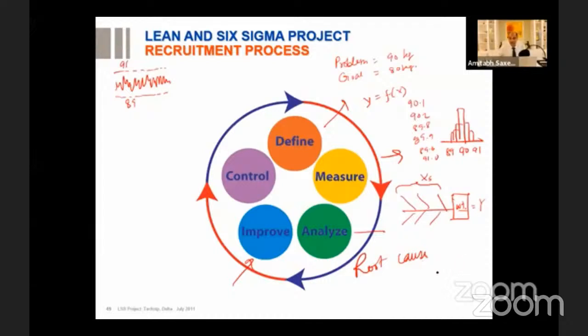There is something called a Pareto chart, the 80-20 rule. Mr. Vilfredo Pareto was an Italian economist who found that 80% of the wealth in Italy was with 20% of the people. He found this 80-20 rule applicable everywhere. 80% of the crops in Italy came from 20% of the types of crops grown. 80% of your revenue in your company comes from 20% of your total products. 80% of your patients have 20% of the total possible diseases. So this 80-20 rule is applicable everywhere.